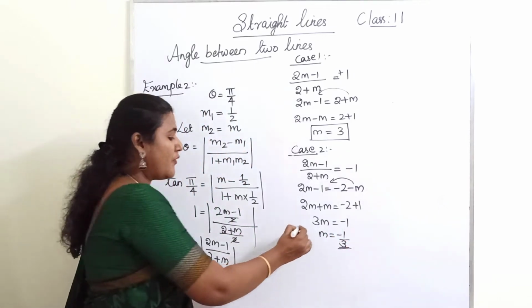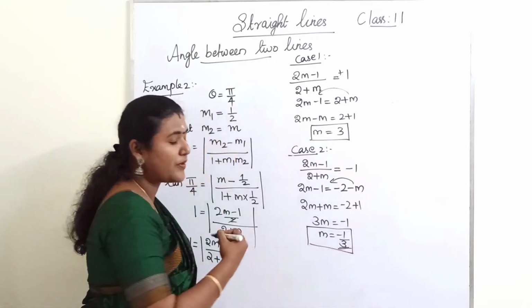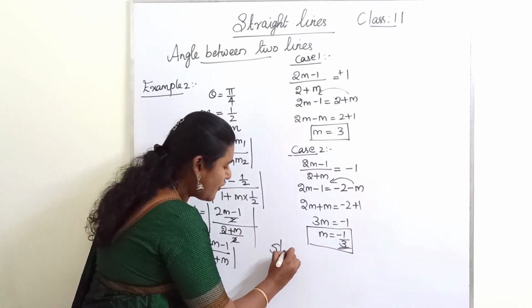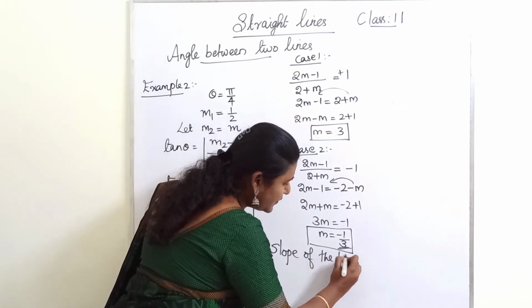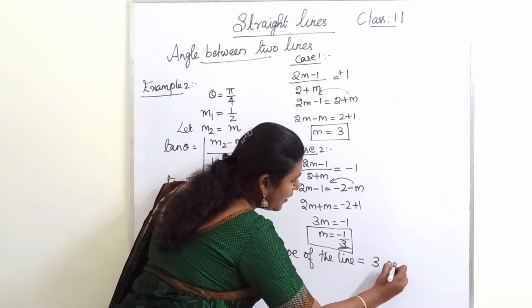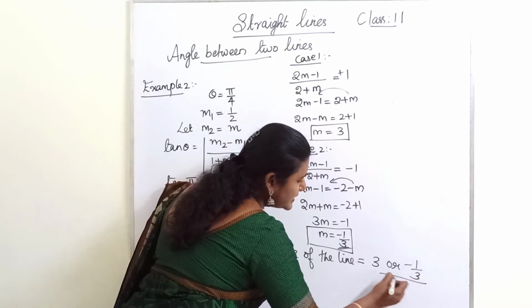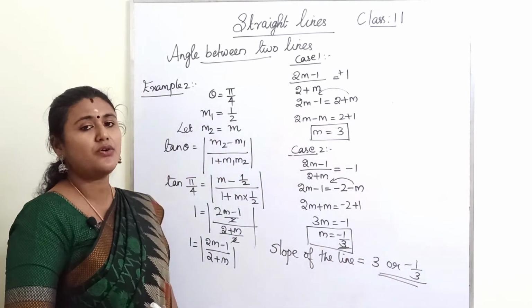Therefore, we have to find the slope of the other line. So the slope of the line is equal to 3 or minus 1 by 3. So this is the answer. So this is how we have to do it.